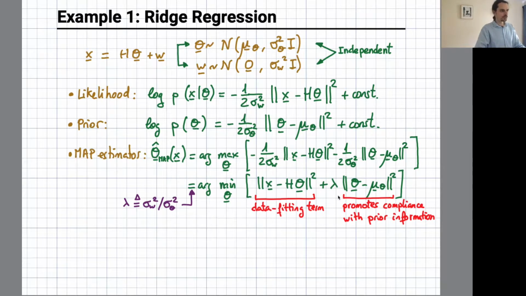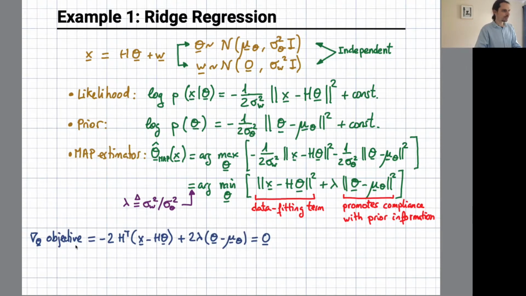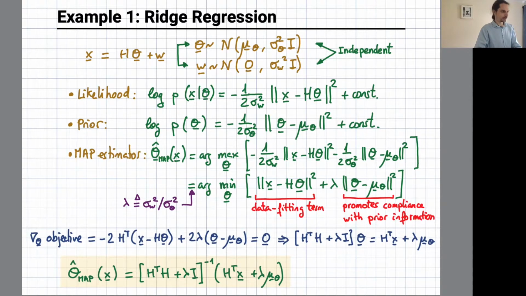To solve this optimization problem, we therefore need to take the gradient with respect to theta. And if we do that, we obtain this expression. If we set it equal to 0, we can just rearrange terms to arrive at this equation, and solving for theta yields the desired MAP estimator. So here there are several observations that we need to discuss.